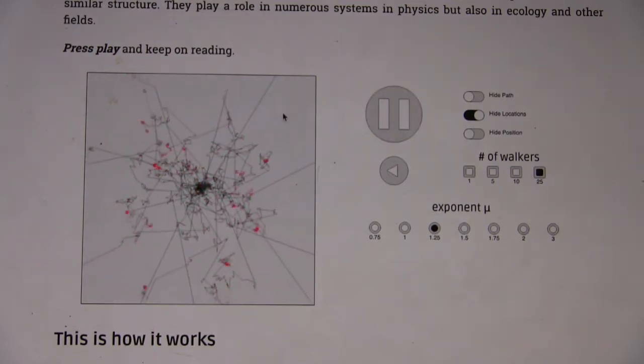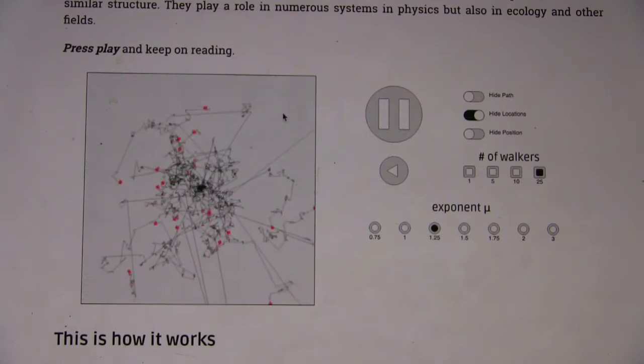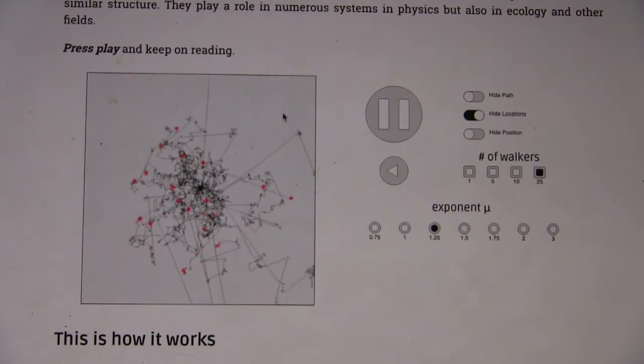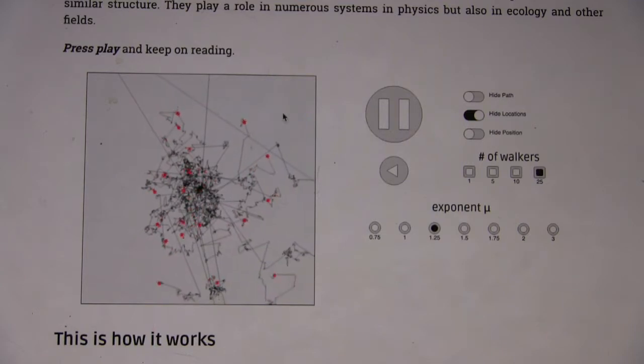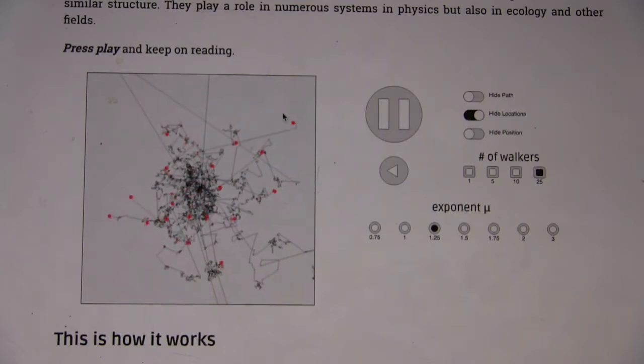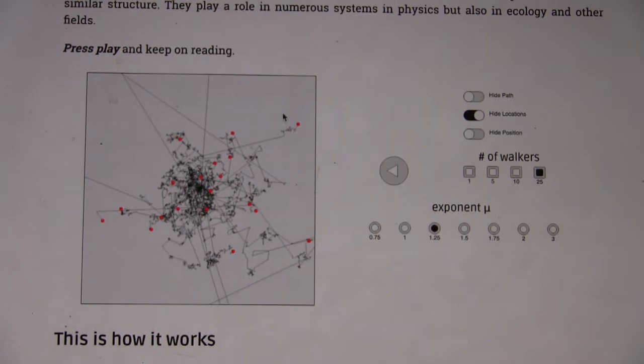And so here, the distances that the dots jump are not coming from the Gaussian distribution. They can just go anywhere? Well, they're coming from a different kind of distribution.